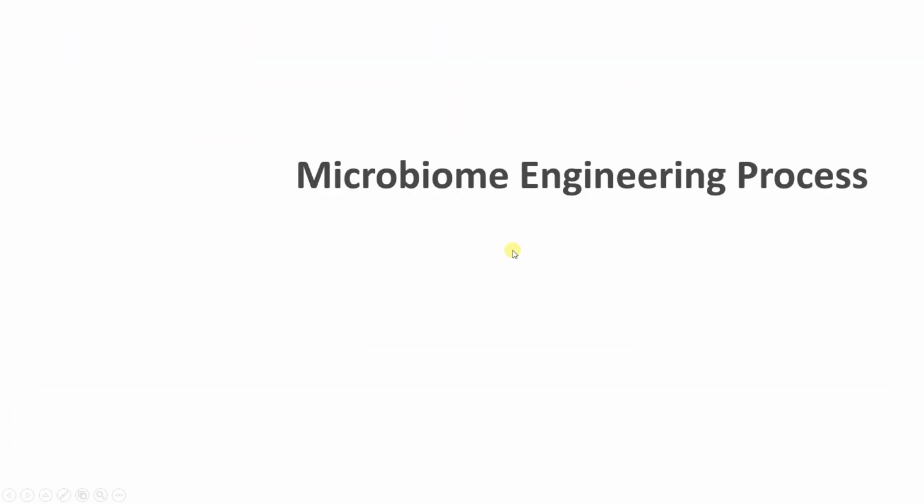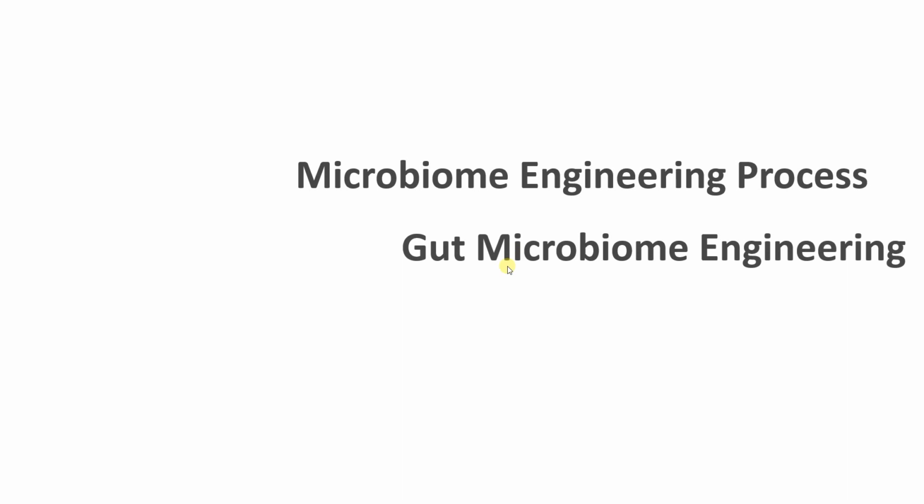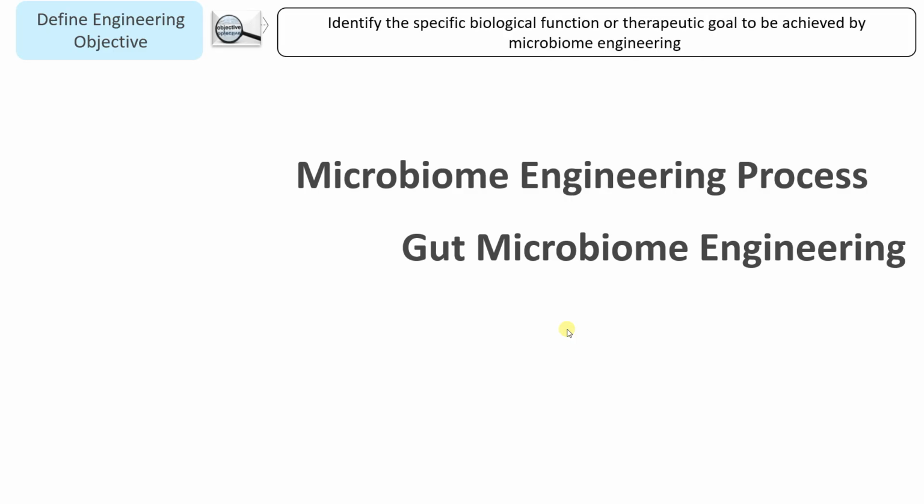Let us understand with an example of microbiome engineering process. Let's take gut microbiome engineering as an example. It is one of the most studied microbiome. Step 1 is define engineering objective. That means identify the specific biological function or therapeutic goal to be achieved by microbiome engineering.